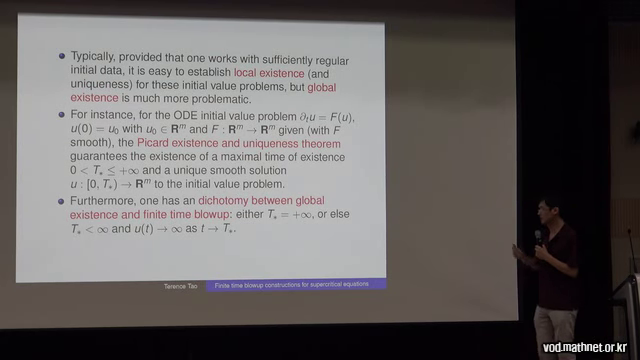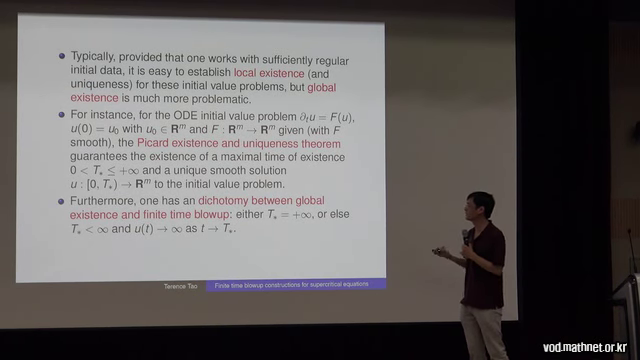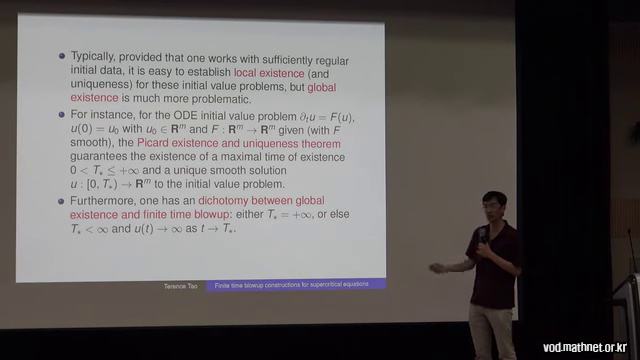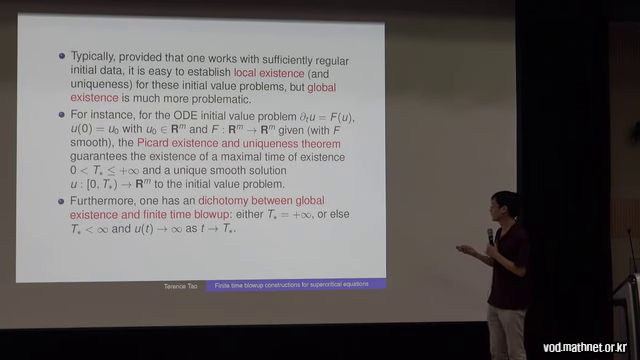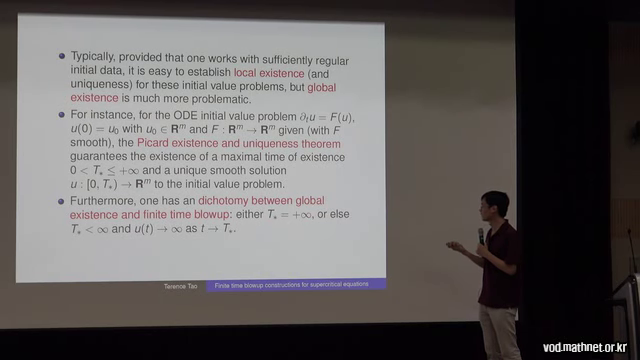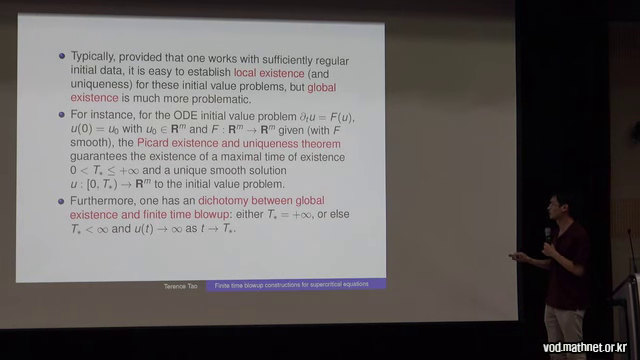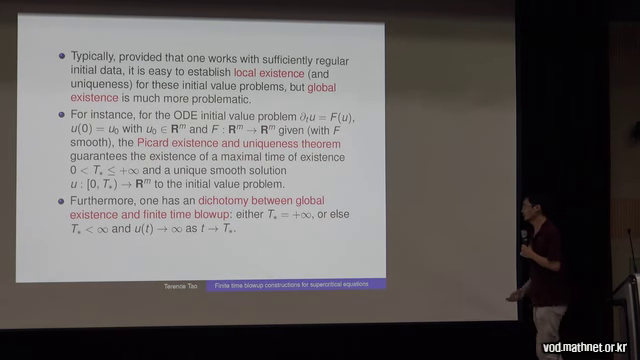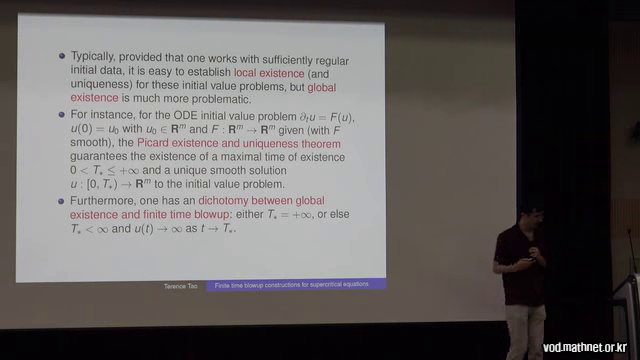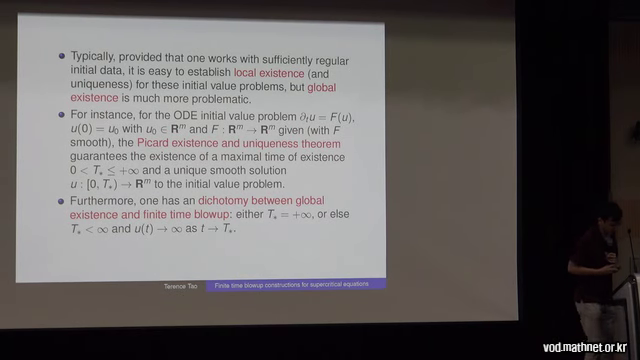And furthermore, if your equation can only be solved for a finite amount of time, then there must be a good physical reason for doing so, and the good physical reason is that you have blowup. The solution must actually go to infinity. So what you can actually prove is that either you have global existence, the time of existence is infinite, or you have finite time of existence and your solution is becoming infinite at that time, which is really physically not existing after that time.